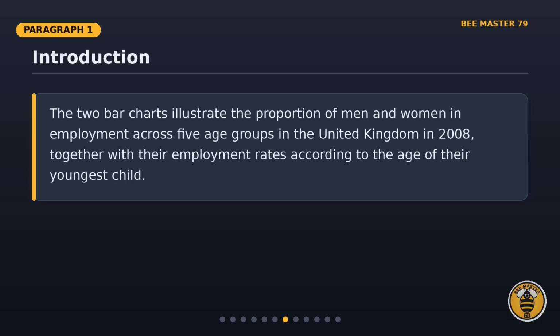Paragraph 1 of the introduction. The 2 bar charts illustrate the proportion of men and women in employment across 5 age groups in the United Kingdom in 2008, together with their employment rates according to the age of their youngest child.